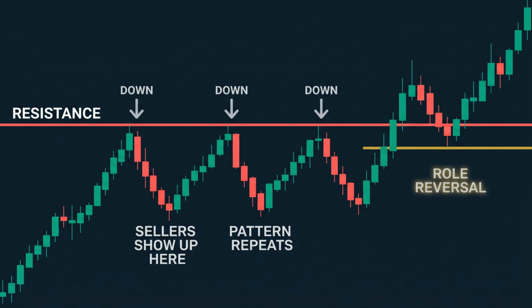So when price rises back to that level, these sellers show up. They sell. Price falls. This creates a pattern. Every time price rises to that level, it falls back down. This level also has a reputation. Price respects it. Here's the key insight.